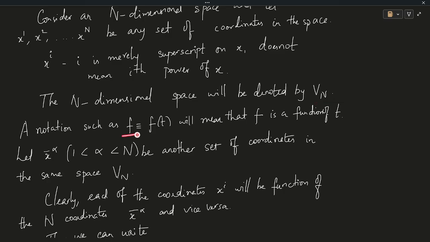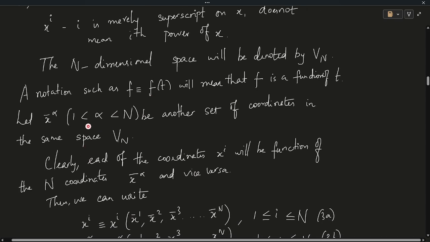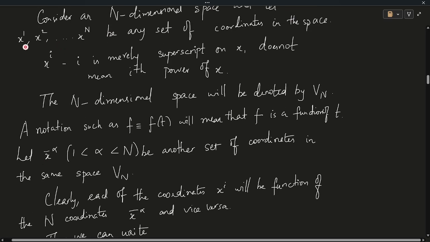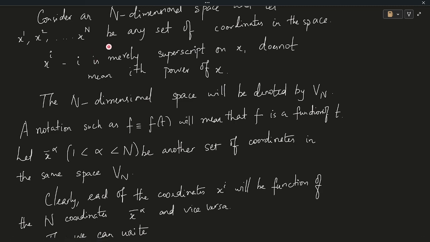Let us say I have a function f which depends on a variable. Then we can write f of t. Let us say I have another set of coordinates, very similar to x, y, and z. Let us say there is x bar, y bar, and z bar, which are also coordinates in our three-dimensional space.